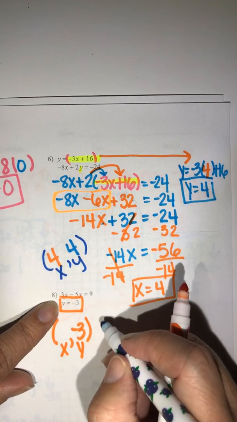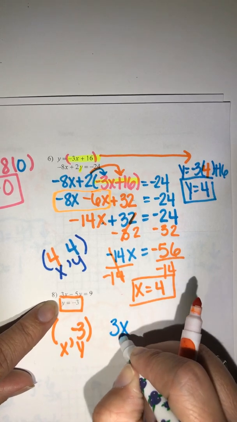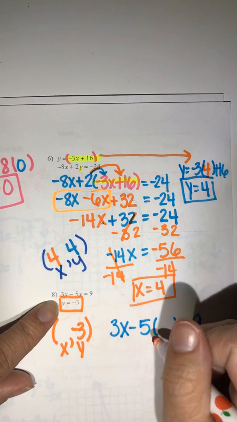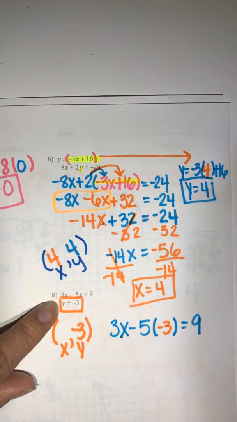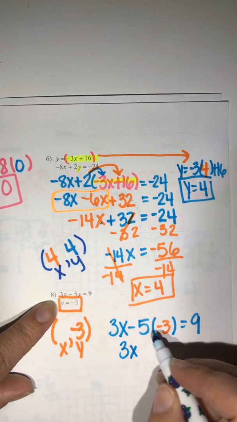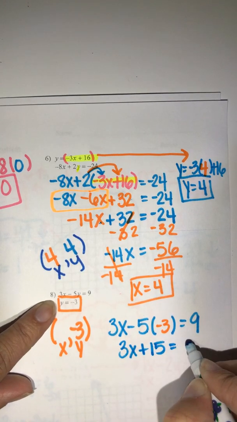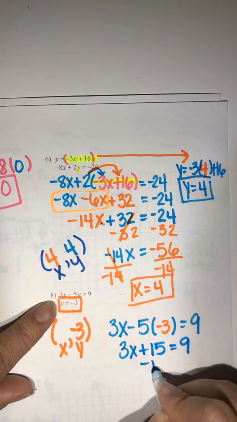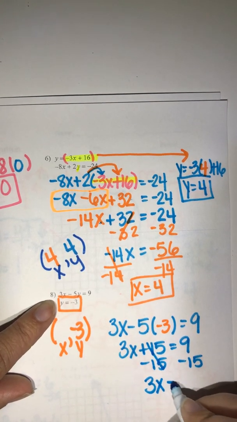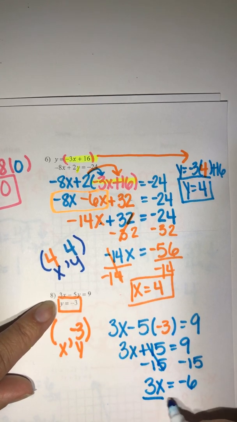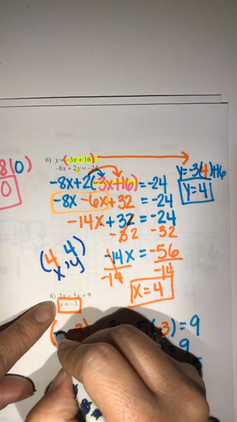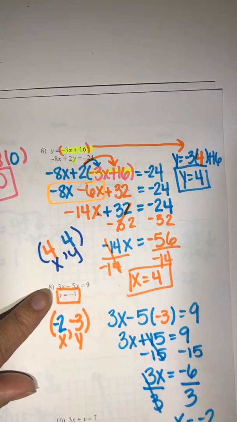So as I plug that in place up here, I've got 3x minus 5 times y equals 9. And in this case, y is negative 3. So to simplify, I have 3x, negative 5 times negative 3 is a positive 15, and that's equal to 9. I'm going to subtract 15 on both sides, and that gives me 3x equals negative 6. Divide by 3, and x equals negative 2. So my solution would be negative 2, negative 3.